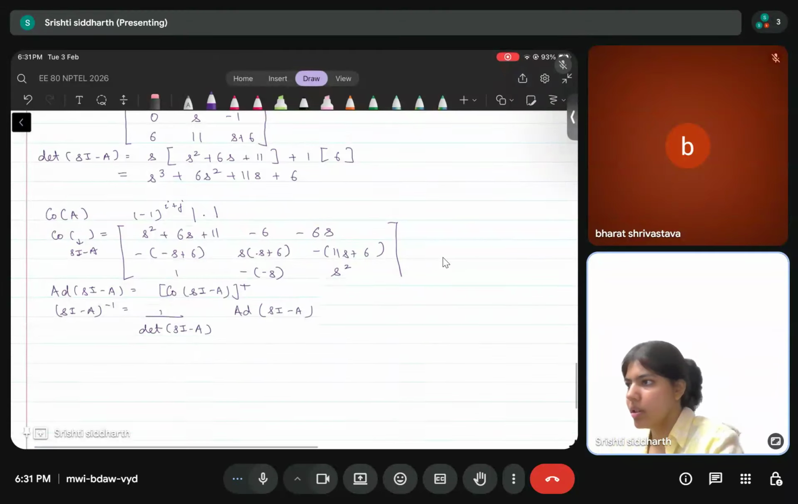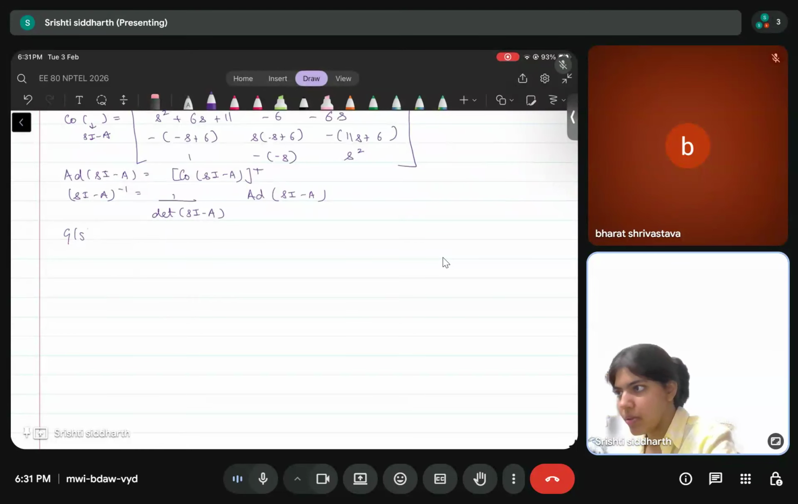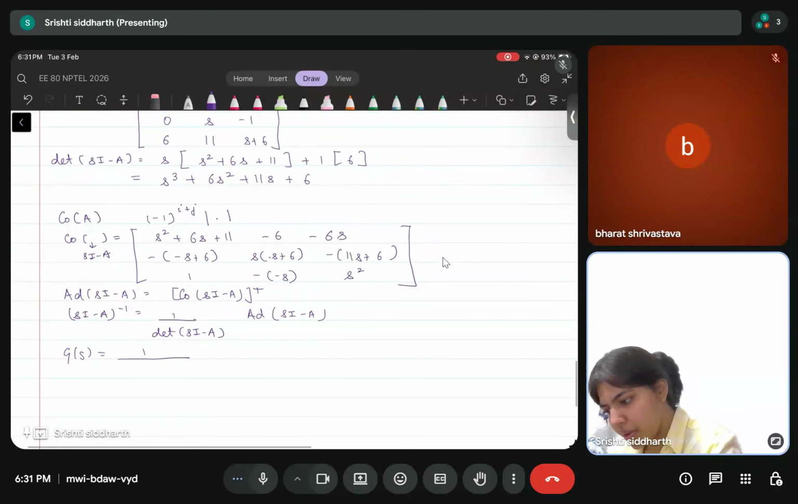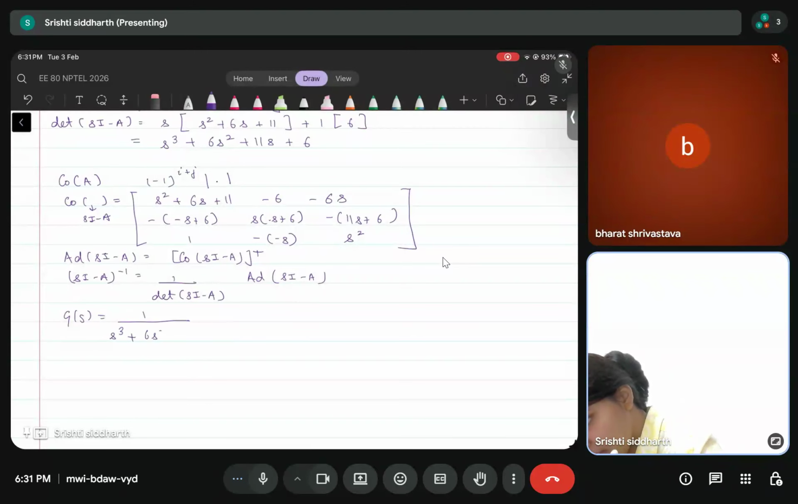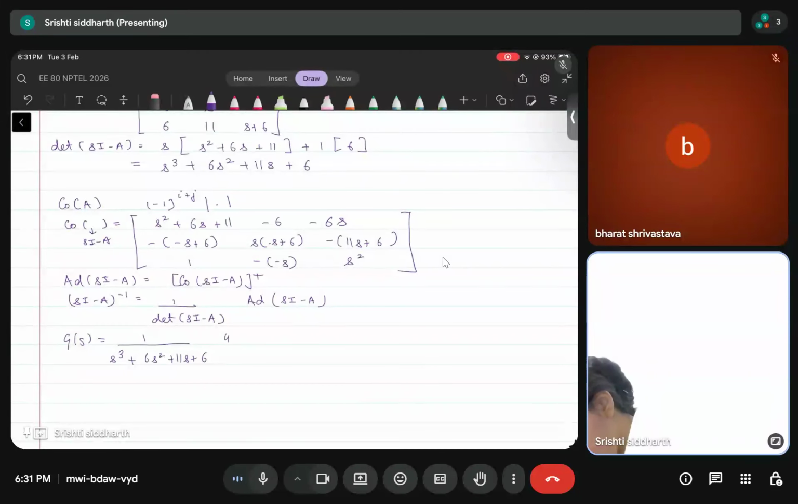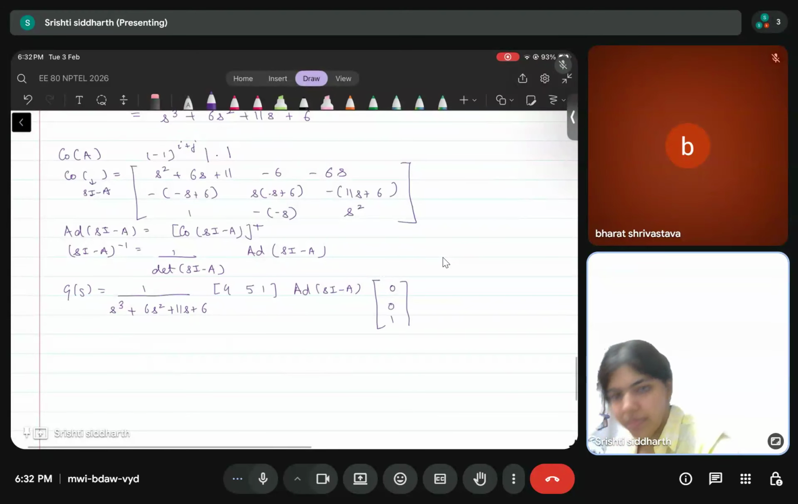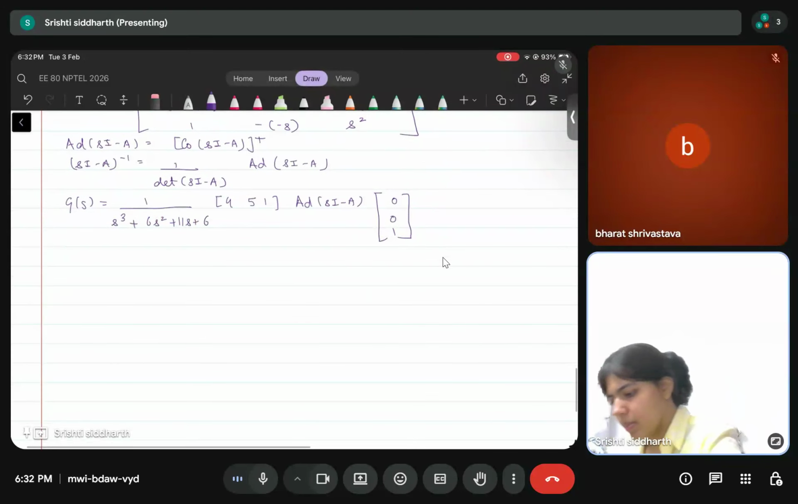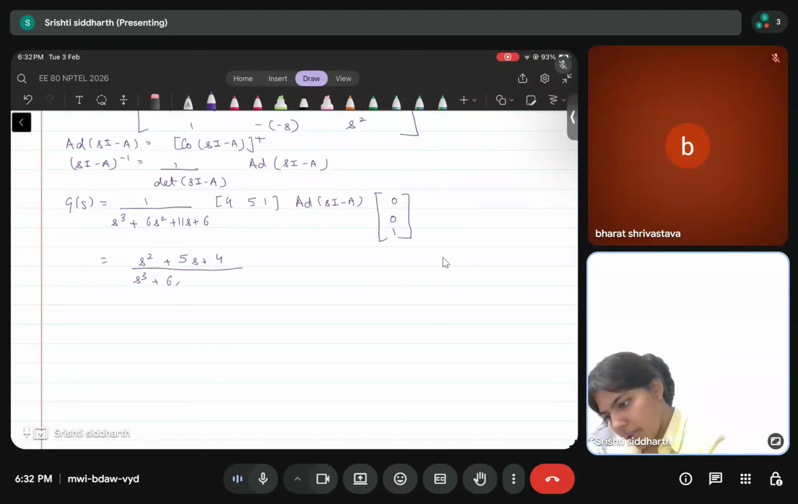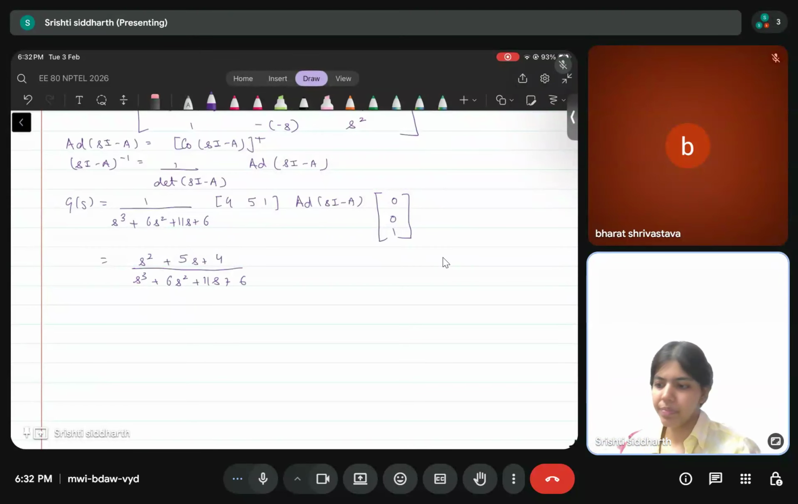I will write down the expression for G(s). So G(s) is going to be 1 upon determinant of sI minus A, this is s cubed plus 6s squared plus 11s plus 6, times C, which is 4, 5, 1, times this adjoint of the matrix, times B. Okay, so this becomes s squared plus 5s plus 4 upon s cubed plus 6s squared plus 11s plus 6. So you can verify the calculations there.